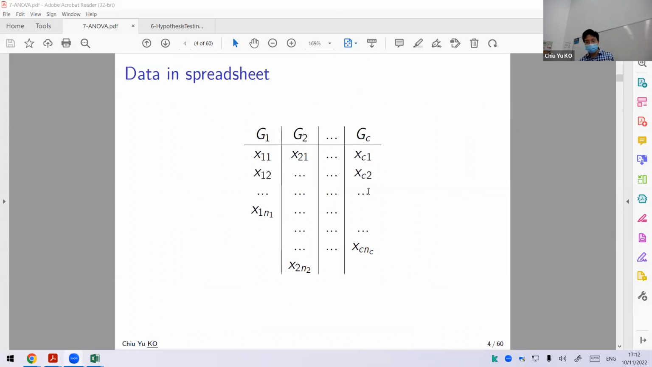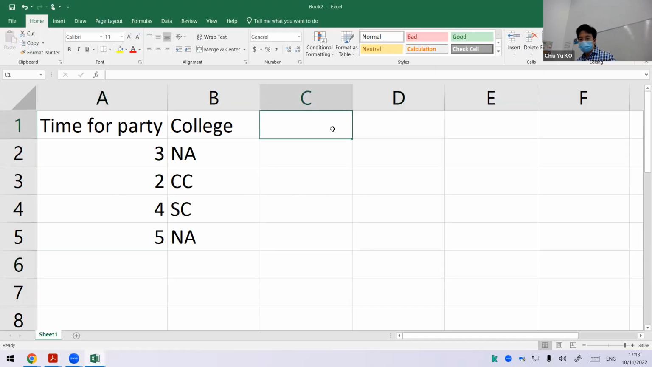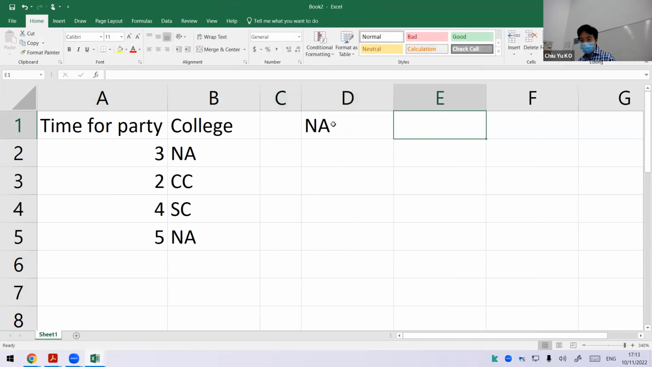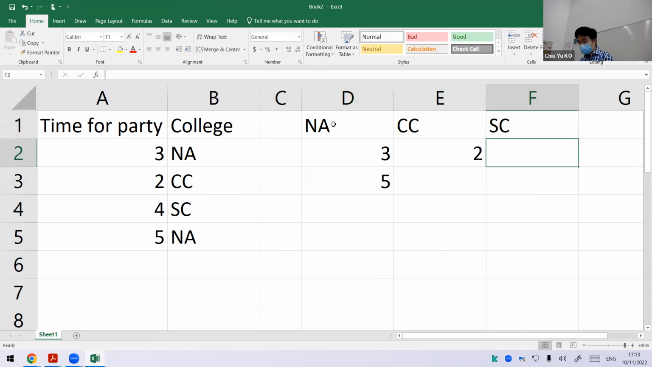And here is something: sometimes the data is stored in this way. So it means the following. If you try to transform this, this is what you get. You have NA, CC and SC. In this case, NA you have 3 and 5. CC will have 2, SC will have 4.